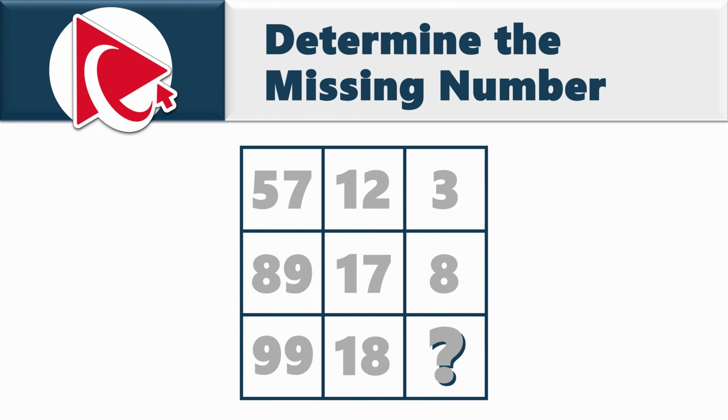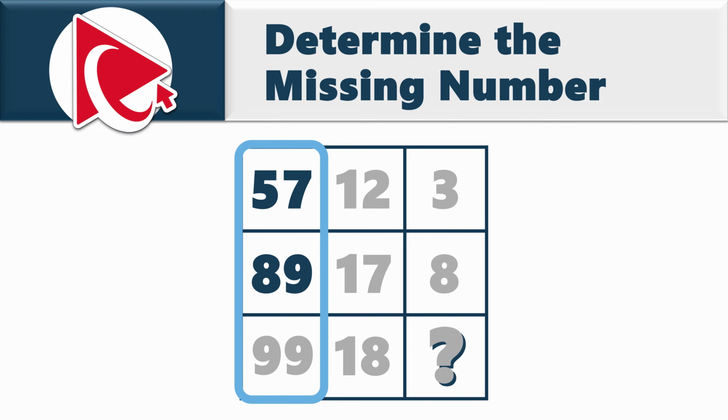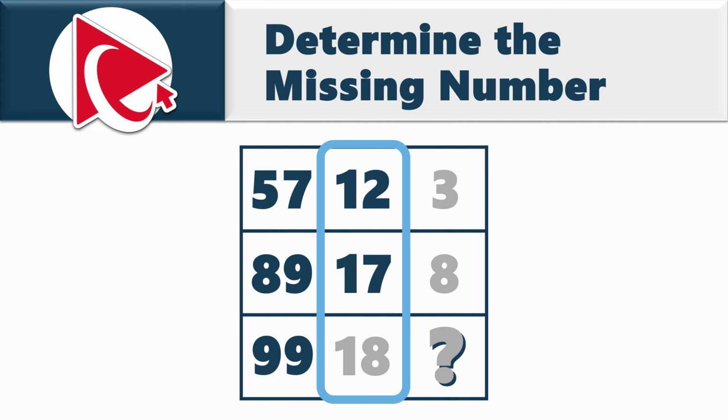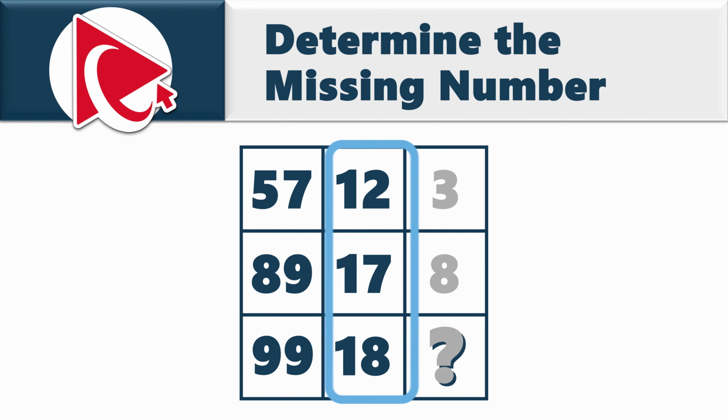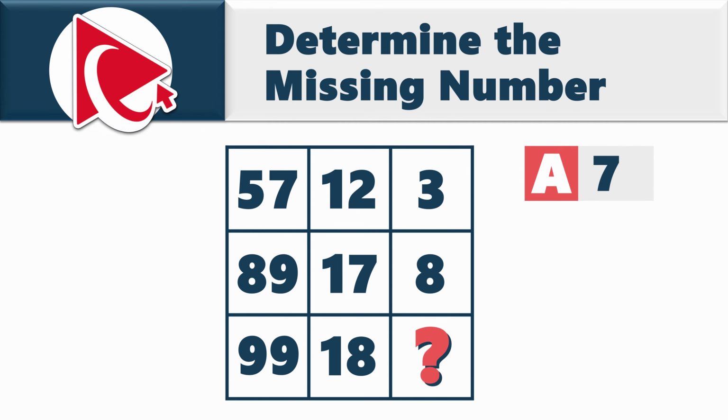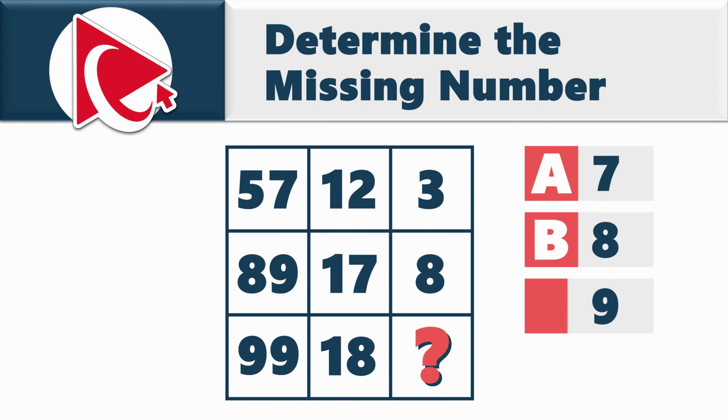You are presented with 3 by 3 square. Each cell in the square has a number. The numbers starting with the first column are 57, 89, and 99. The middle column has numbers 12, 17, and 18. And then the last column has numbers 3, 8, and then comes the missing number, which you need to calculate and select out of 4 possible choices. Choice A, 7, choice B, 8, choice C, 9, and last but not least, choice D, 10.